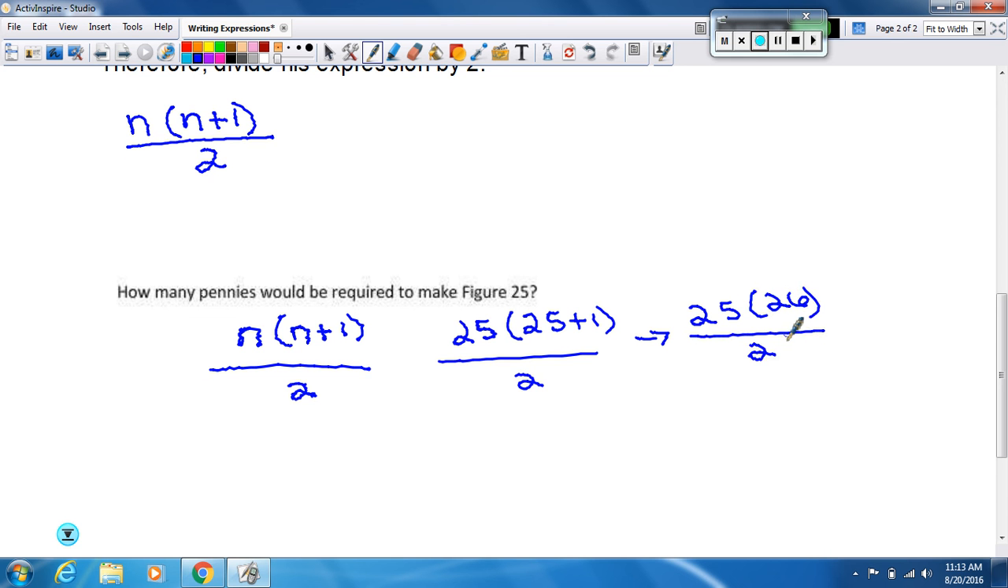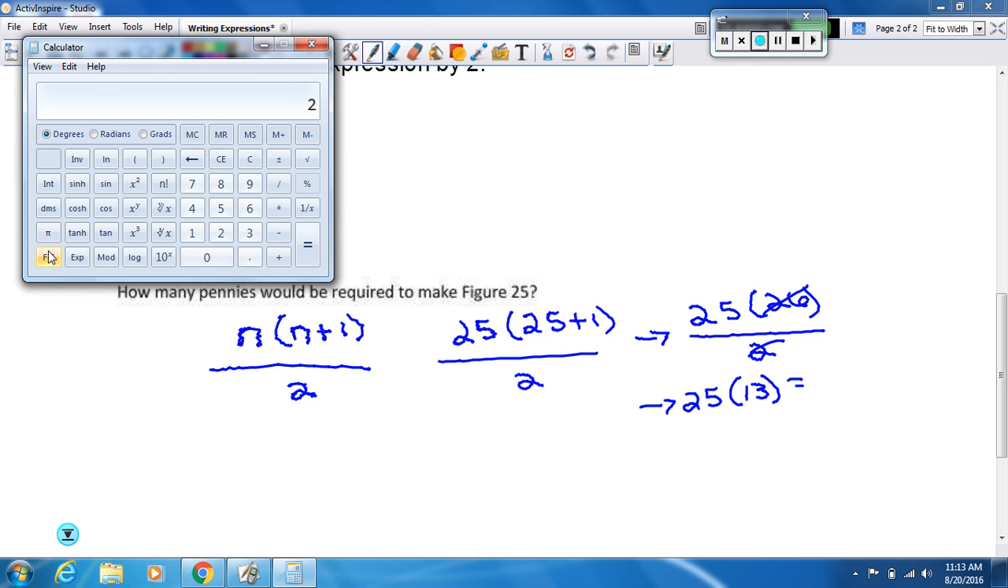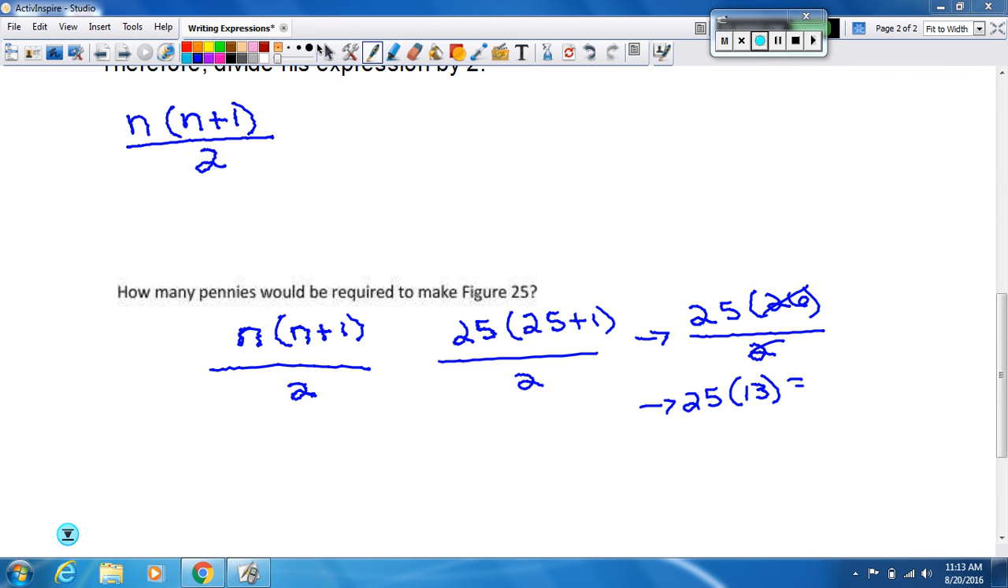Now let me show you something. The easiest way to do this is to take an even number up here and divide it by 2. So half of 26 is 13. So we can say 25 times 13. It just makes it a little bit easier to multiply it out. And 25 times 13, let's just do this real quick here. That's 325. So it would take 325 pennies.